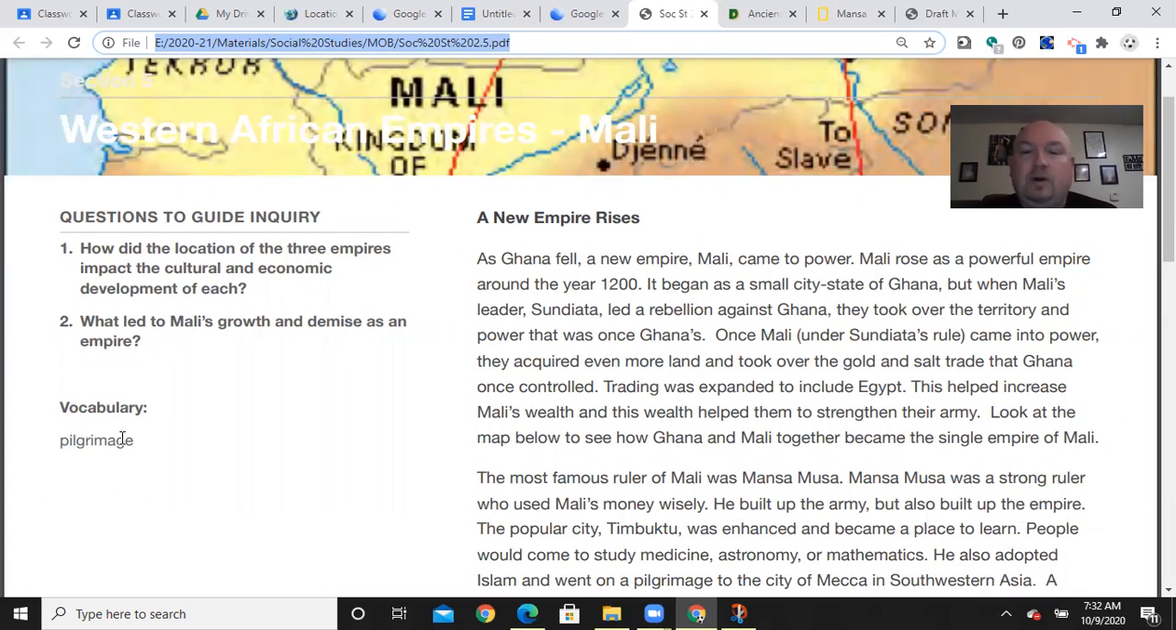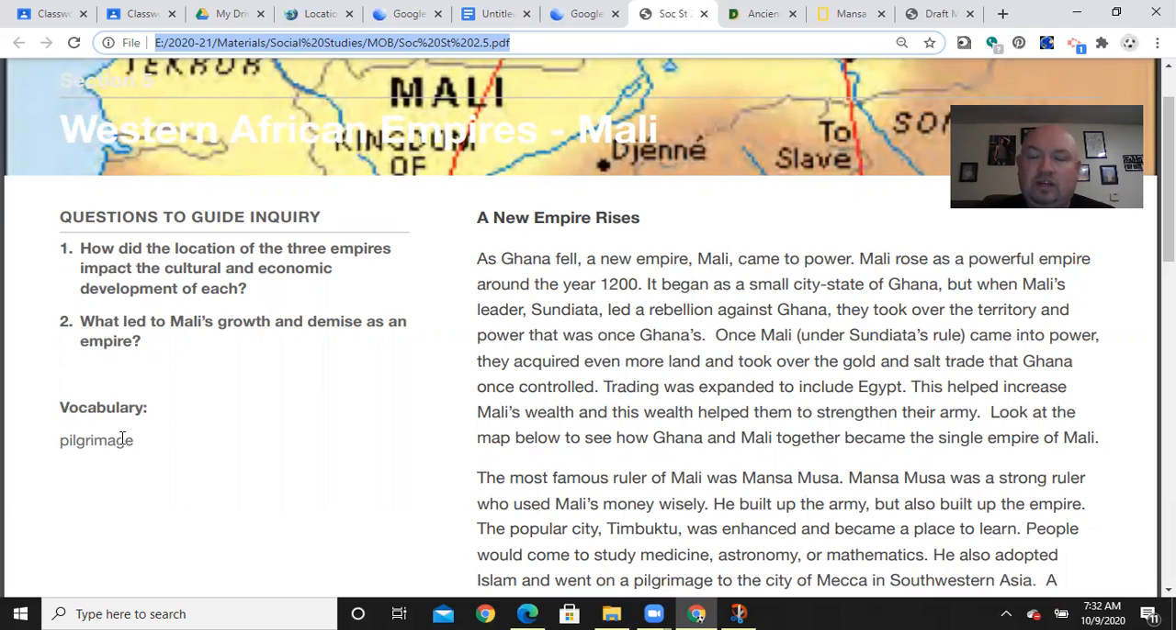So as Ghana fell, a new empire, Mali, came to power. Mali rose as a powerful empire around the year 1200. It began as a small city-state of Ghana, but when Mali's leader, Sundiata, led a rebellion against Ghana, they took over the territory and power that was once Ghana's.